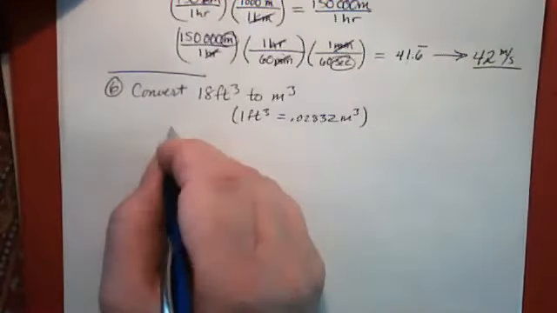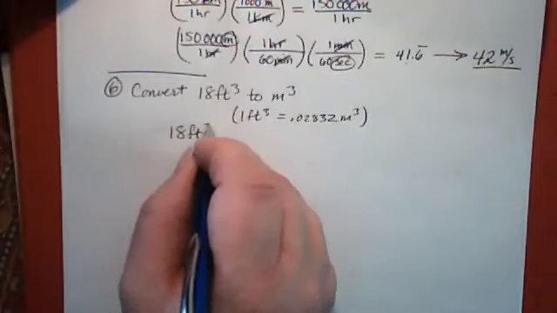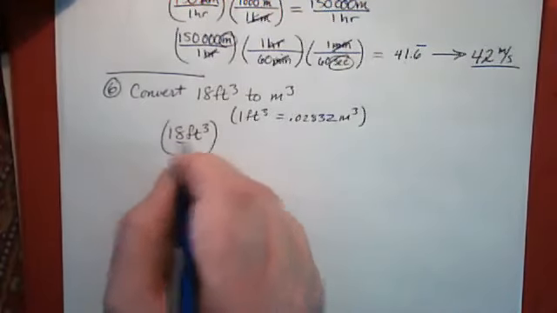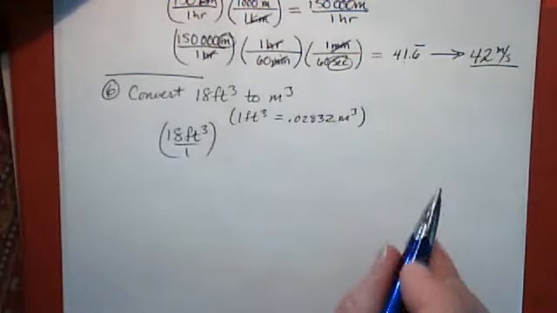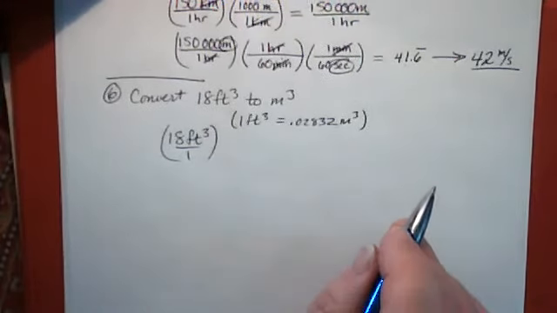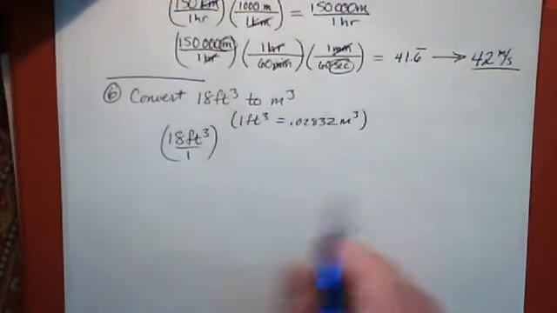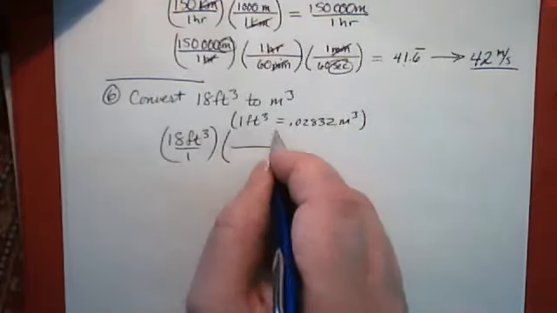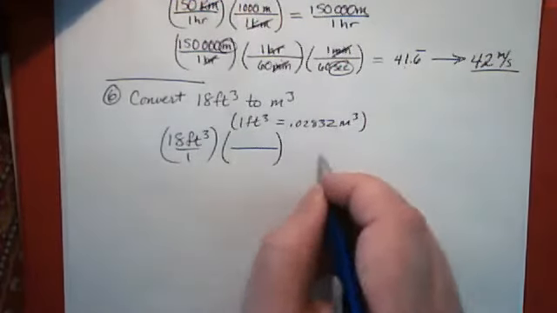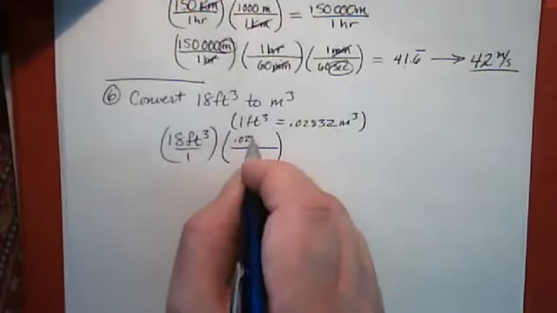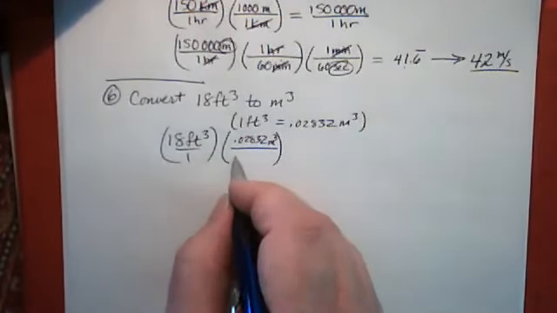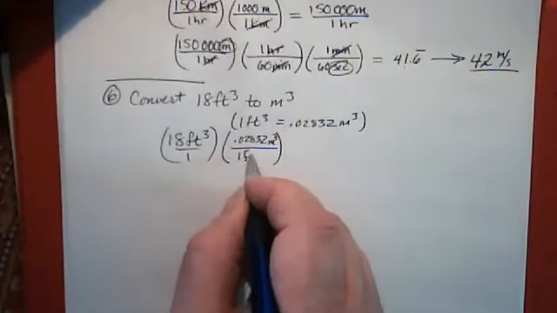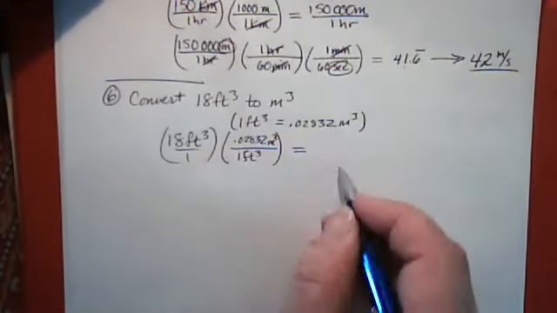And so we just start with what we're given, 18 cubic feet. And I'm going to write that over 1 just to remind ourselves that it's in the numerator. And then we can use our conversion factor. And we want cubic meters, so the 0.02832 cubic meters goes in the numerator, and we want to get rid of cubic feet, so the 1 cubic foot in the conversion factor goes in the bottom.